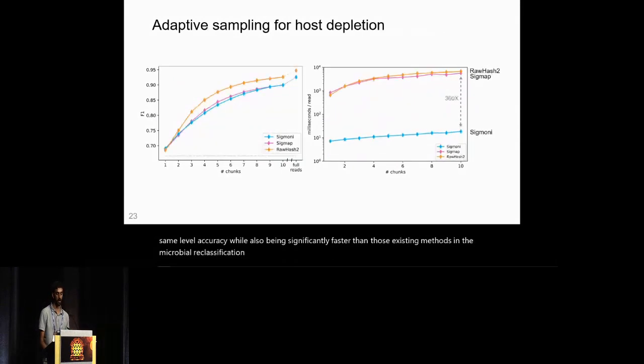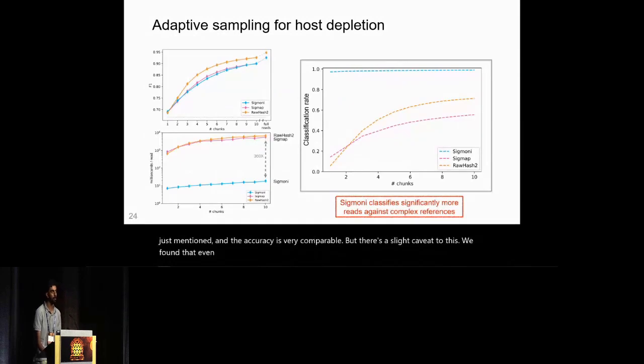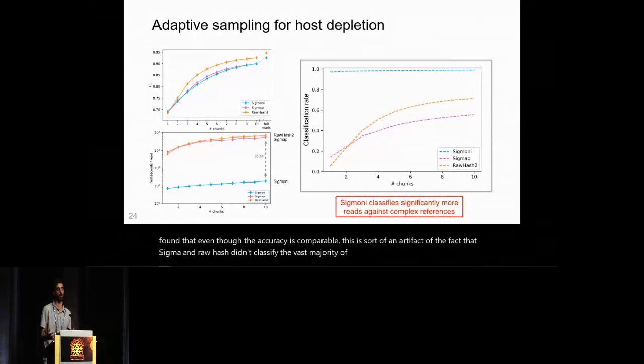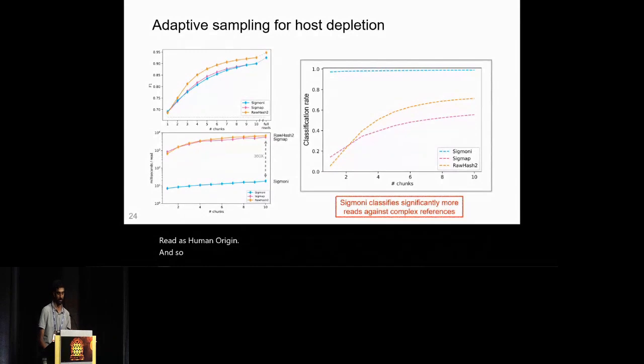In the host depletion setting, Sigmoni is orders of magnitude faster than existing methods, partially due to that index size issue that I just mentioned. And the accuracy is very comparable, but there's a slight caveat to this. We found that even though the accuracy is comparable, this was an artifact of the fact that SIGMAP and Rawhash didn't classify the vast majority of the reads, and since most of those reads were human, the unclassified reads in this binary classification were labeled as human origin, so they got them right by default, as opposed to truly classifying the read as human origin. So there's an asterisk to the comparability of the accuracy results here.